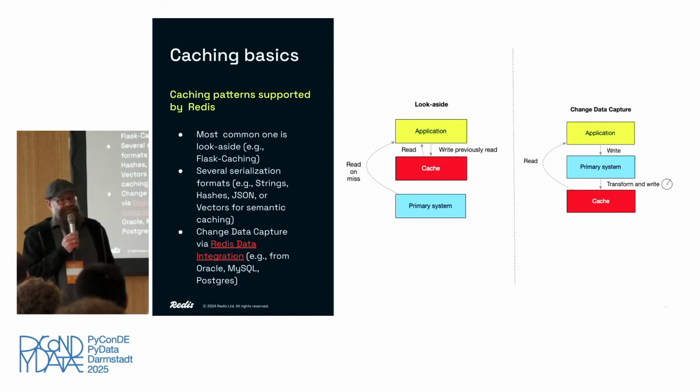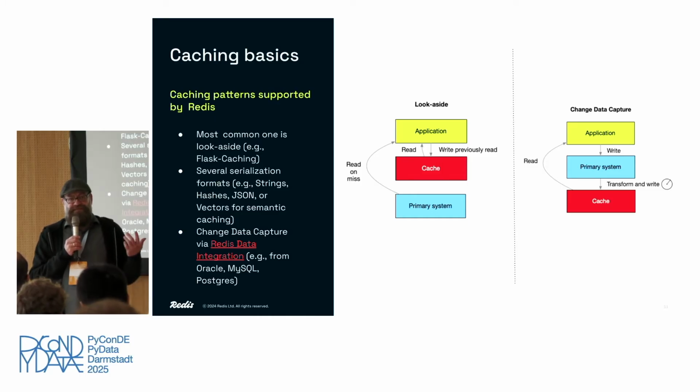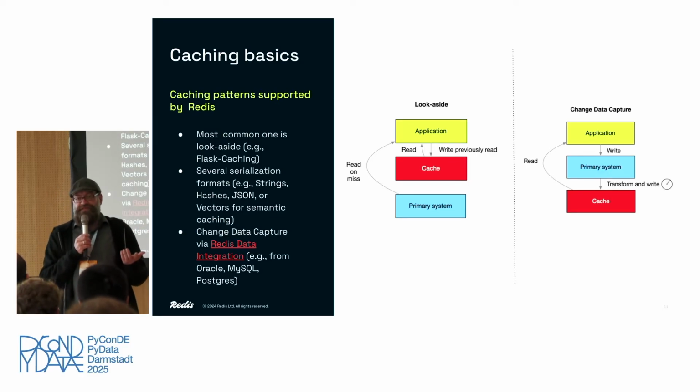There is look-aside. So if you use Redis as a cache right now, then you typically use look-aside, right? You double check, is the data in the cache? If there's a cache miss, you would go to the primary system, fetch it from there, and then put it into the cache. And the next time you would like to access it, you access it from the cache, right? That's the look-aside pattern.